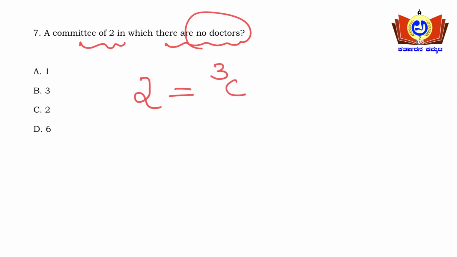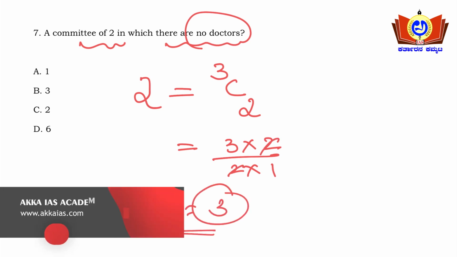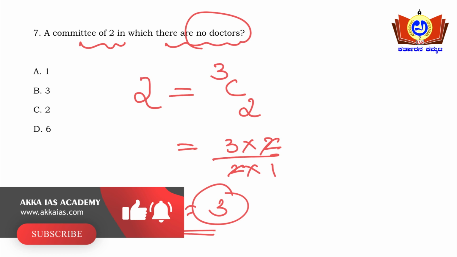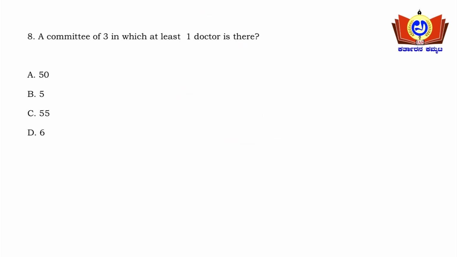In that combination you need to choose 2 scientists, that is 3C2. That is 3 should be reduced 2 times: 3 into 2 and 2 into 1. 2 gets cancelled, that is 3, answer. Okay, simple question guys. Moving on to the next question.